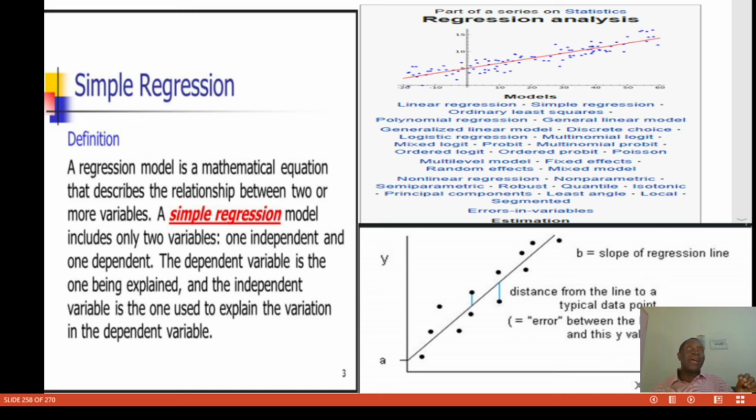So the dependent variable in most cases is the one that is being explained by the change in the independent variable. It's the independent variable which is used to explain the variation in the dependent variable. All right?